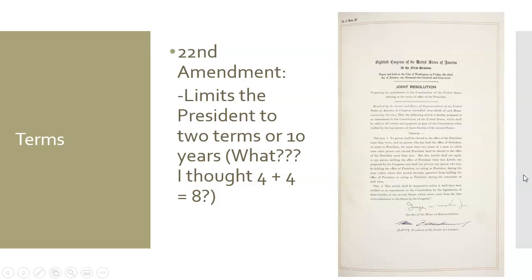All right, next we have the terms. The president serves a 4-year term, okay? There's a big debate at the beginning of when they were making the Constitution. Should it be 7 years? Should it be life? 1 7-year term? They decided 4 years, and they did not limit how many terms a president could serve.